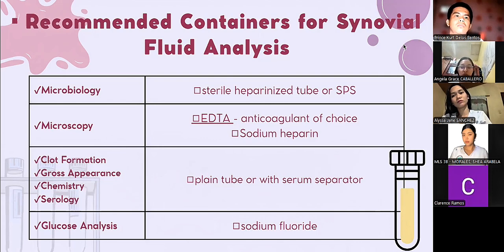In microbiology, we have the sterile or heparinized tube. In microscopy, we have EDTA and sodium heparin, in which EDTA is the most used, the anticoagulant of choice. For clot formation, gross appearance, chemistry, and serology, we have a plain tube or one with serum separator. In glucose analysis, we have sodium fluoride.